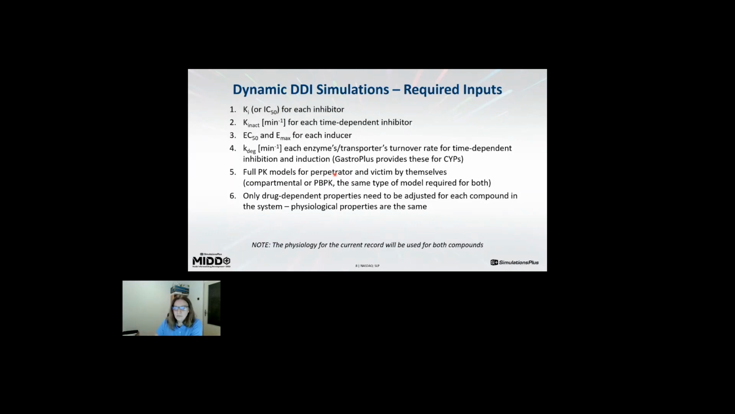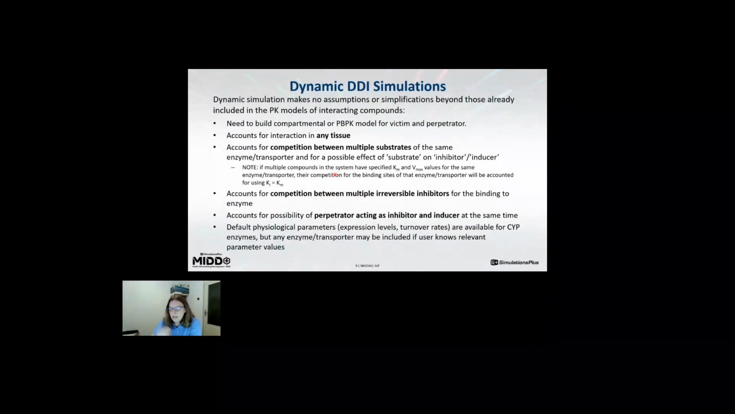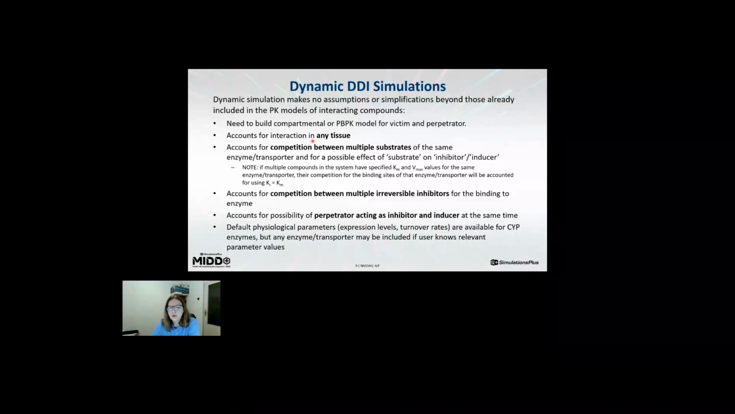I think I already mentioned this part for the dynamic DDI simulations. Again, there are no restrictions on what kind of interactions you can account for. It can be transporter or metabolism based. It can be happening in any tissue. So it's going to be really looking at the physiological interaction, especially if you are using the full PBPK model. And of course, the compound, the perpetrator, can act as a combination of inhibition and induction as well.